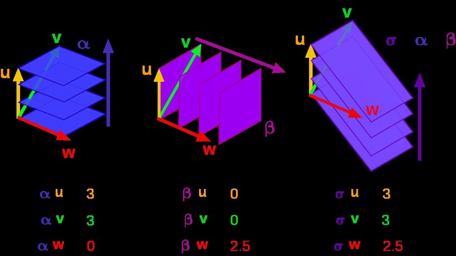A linear functional ũ belonging to the dual space Ṽ can be expressed as a linear combination of basis functionals with coefficients, or components, u_i: ũ equals the sum from i equals 1 to n of u_i ω̃^i.